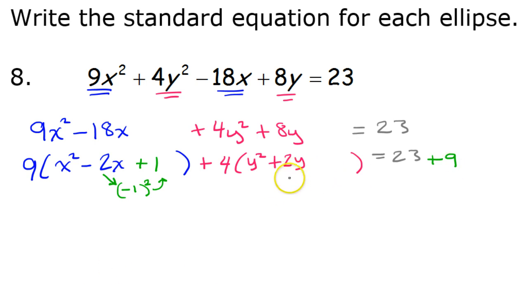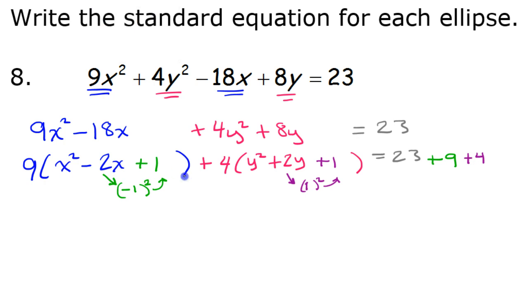Similarly, on this side, again, I do half the middle squared. Half of this is 1, and then 1 squared is still 1. So I'm going to add a 1. And again, I need to add something to the right-hand side, but instead of adding a 1, I realize that this is really 4 times 1. I'm going to add a 4 to the right-hand side.